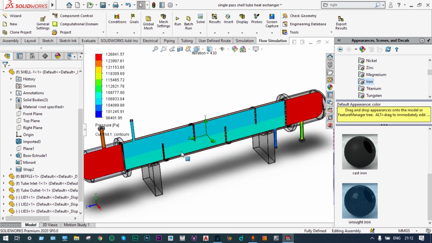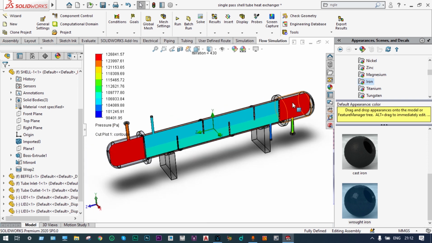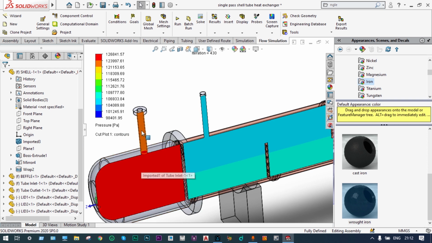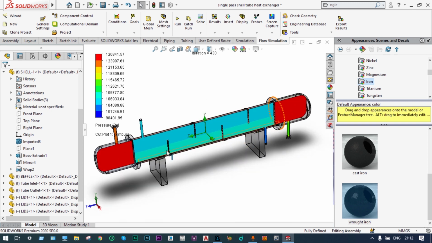You can see almost similar pressure is maintained inside this shell. Only at the entry and exit point of hot water it is different. You can see here also, right? The color is in the brown zone. That means its pressure is a little bit reduced initially. You can see the pressure distribution throughout this passage.